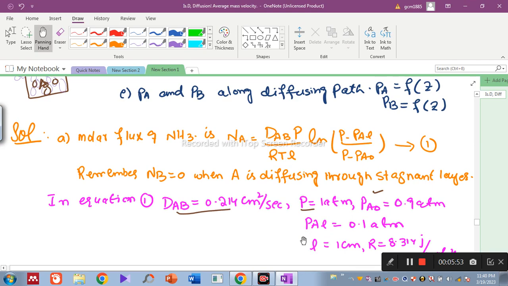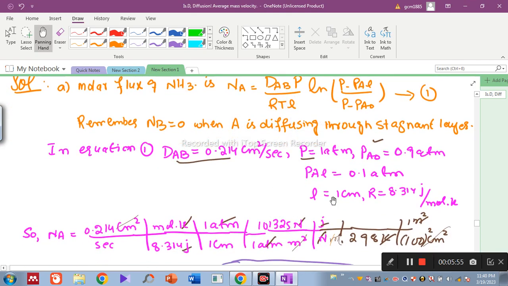L is the diffusion path, the length of the diffusion path, which is 1 centimeter. You can put L as Z anything. So the length of the diffusion path, or the thickness of the stagnant layer of air, is 1 centimeter. R is the universal gas constant. Its value is 8.314 joule per mole Kelvin.